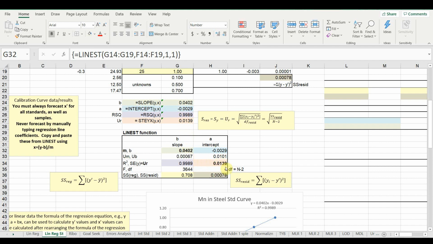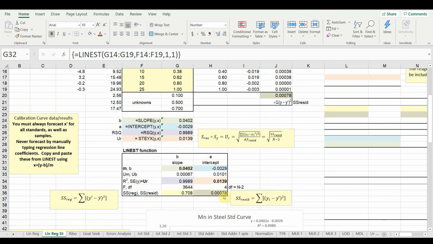There's some additional values printed here. We have the sum of the squares of the regression and the sum of the squares of the residual. Well, the sum of the squares of the residual we saw is obtained up here and used in the calculation of the standard error of the regression. A direct application for these two values is not common in the analytical lab. And also we have the standard uncertainty of the slope, 0.00067, and the standard uncertainty of the intercept, 0.0101.